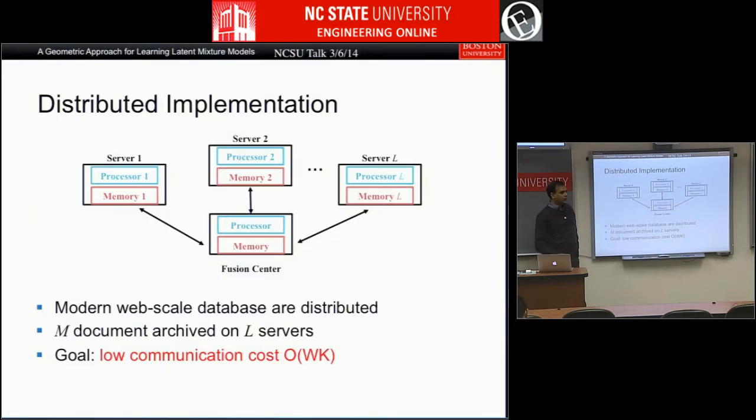Okay? Note that because of the random projection nature of the algorithm, I can do a distributed implementation. So imagine different servers have different numbers of documents. You can do your random projections on your own server, and just send the output of these random projections to the fusion center, which then adds up these frequency patterns and figures out the topics for you. So, in fact, with a very low communication cost, you can also guarantee that you can recover these topics in a completely distributed manner. Okay?